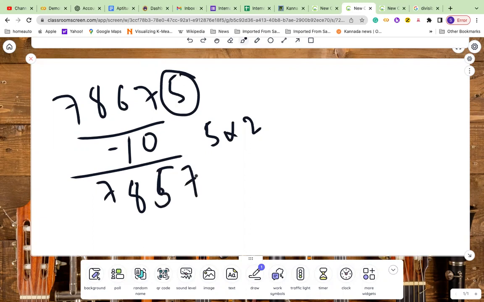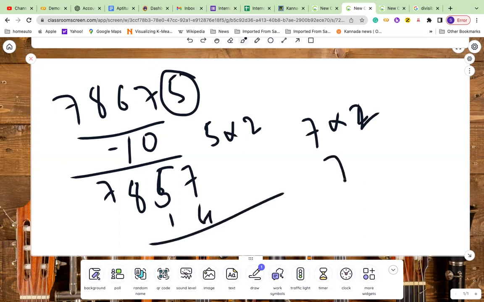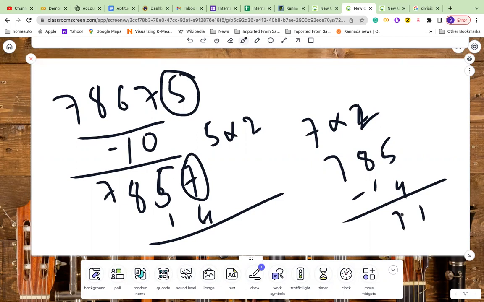So now this is also too big to divide. So what will I do? 7 into 2 is how much? 14. So I'll subtract 14. So what is the remaining number? 785 minus 14. So what is the number? 171. Okay, this is also a too big number.